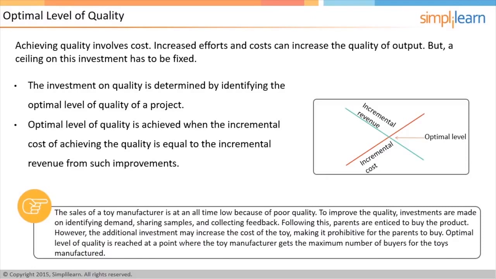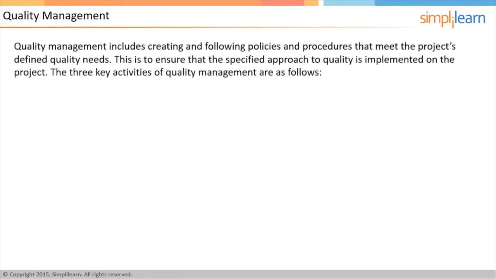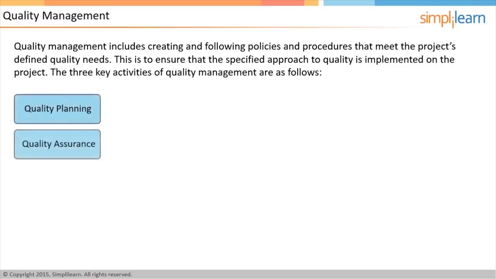discuss quality management. Quality management involves performing activities like creating standard policies and procedures, and ensuring that those standard procedures are being followed properly in the project. It aims to ensure that project meets all the initial agreed requirements without any deviation, and that the specified approach to quality is implemented on the project. 3 broad activities are done as part of quality management. They are quality planning, quality assurance, and quality control.